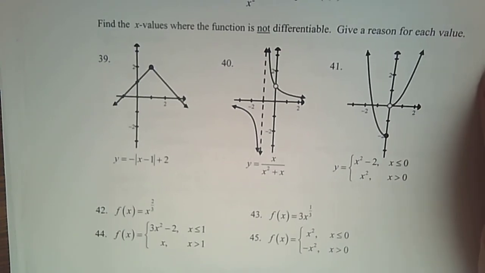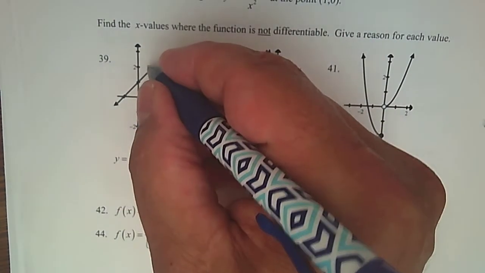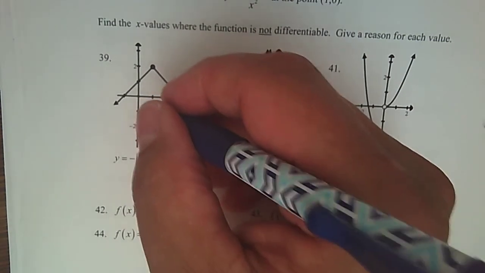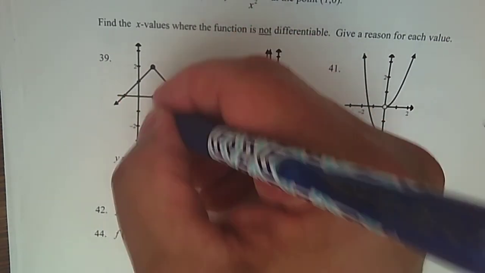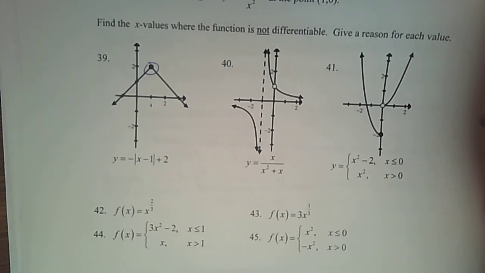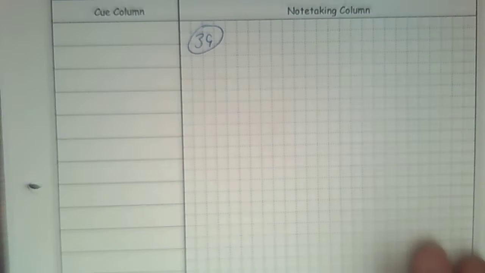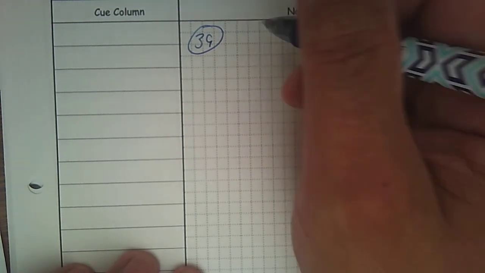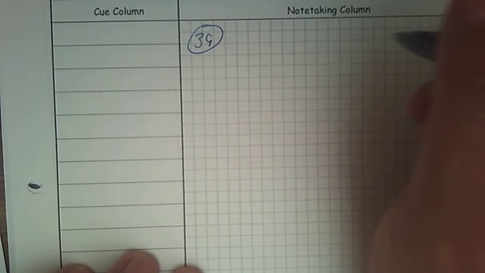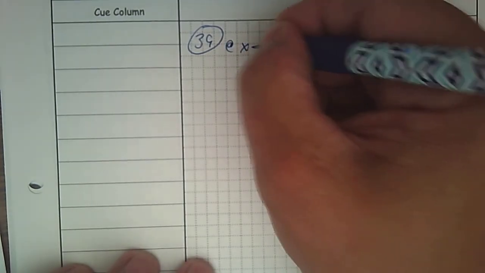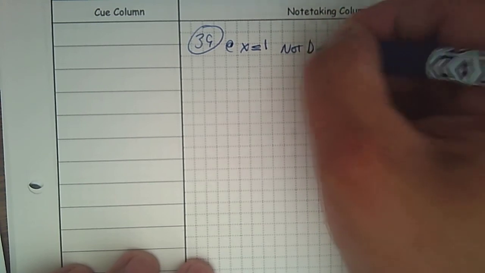So in 39, where can you not take the derivative? So it's continuous, but at x equals 1, what do you notice? And you notice there's a sharp turn. So I want to actually write it this way, that the derivative as x approaches 1 from the left compared to 1 from the right. So at x equals 1, it is not differentiable.